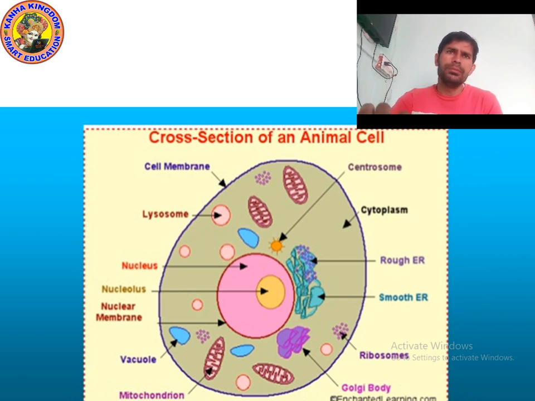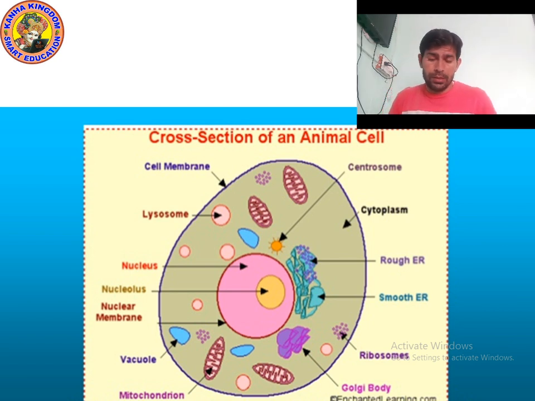Kids, you know that cell wall is present only in the plant cell. Cell wall is not present in animal cell.